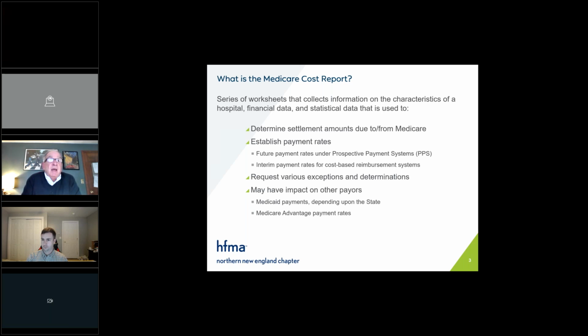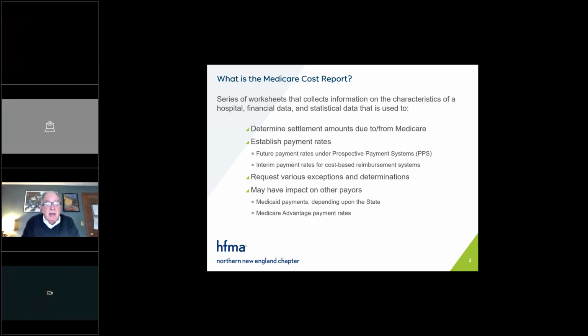It also can have some impact on other payers, depending upon the state that you're in. In Massachusetts, for instance, it's not used to develop Medicaid settlements or payments, but in Maine and other states, it is. So depending upon what state your hospital is located in, it could impact your Medicaid settlements and payments as well. And then the Medicare Advantage payment rates are also impacted, and in most cases those basically follow what Medicare is paying for regular Medicare payments. So they usually follow suit.